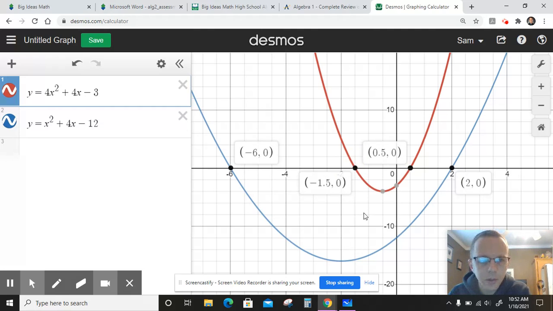But if you look carefully, you can see that there's a relationship. This zero is 2, this zero is 1/2. And so this zero is 4 times as big as this one. And similarly, we have -6 and -1.5. This zero on the blue graph is 4 times the zero on the red graph, which is not a coincidence because my a number here was 4.